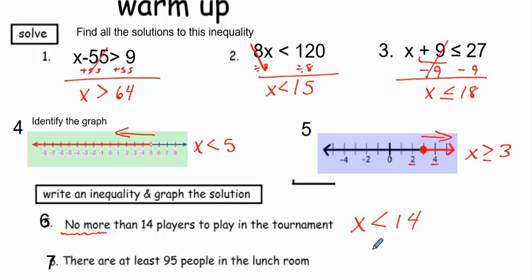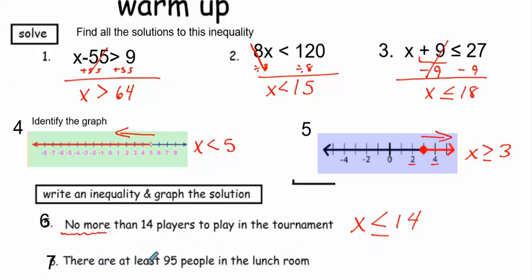And then your question is, could it be exactly 14? Well, it just said not more than 14, so it could be 14. So you have to have the or equal. So x has to be less than or equal to 14. Let's go to the next one.